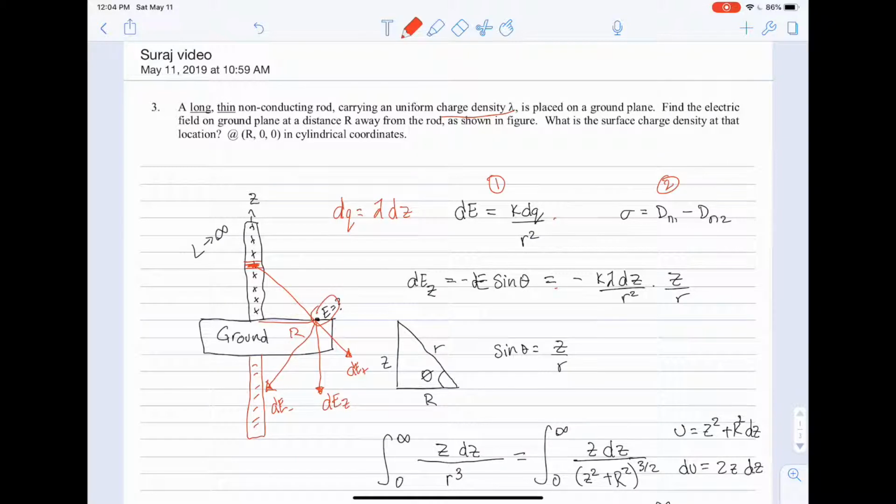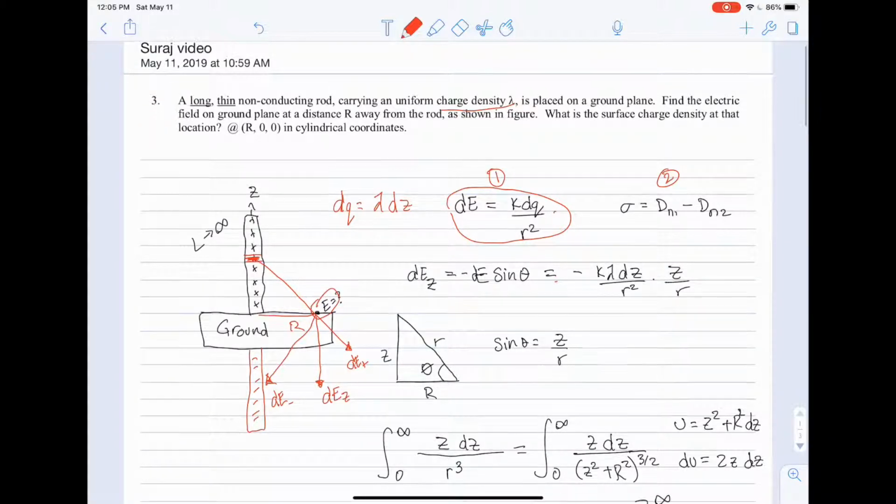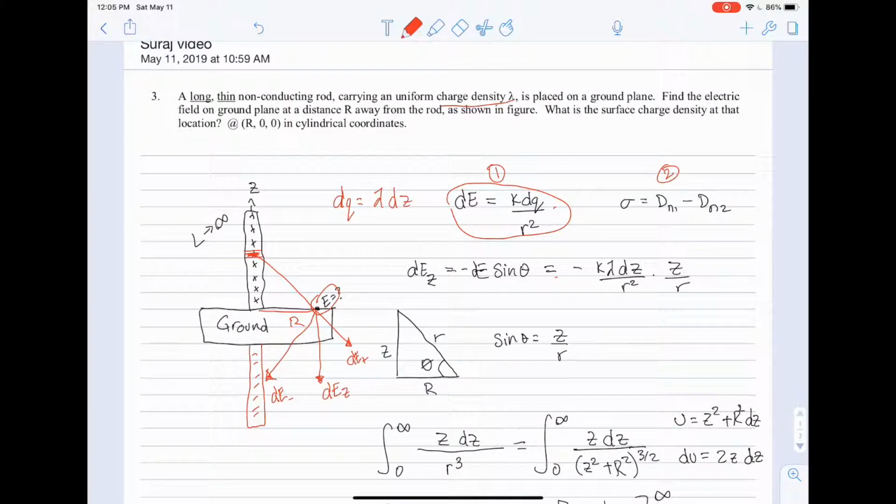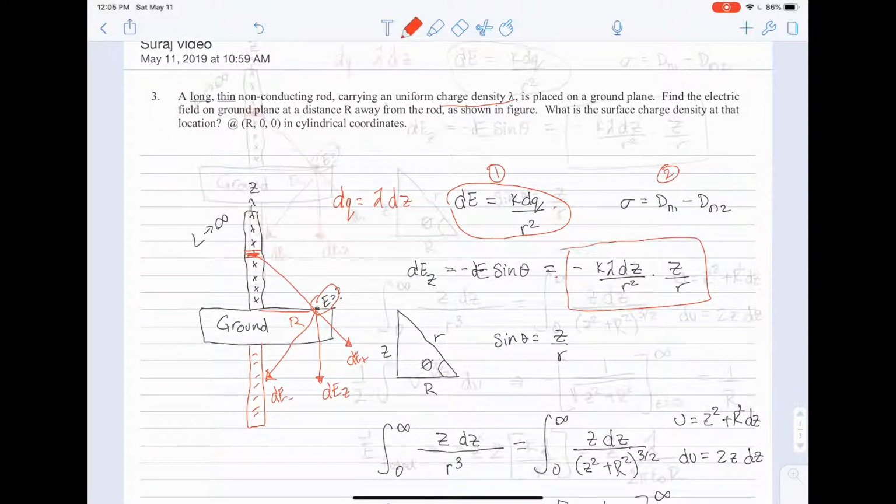Since we know our dq now, we will write another equation, which is going to be dEz, since that's the direction we have to find our electric field. The equation will be, since it's in the negative z direction, negative dE, which is the equation above right here, and sine theta. The reason I got sine theta is because if I draw a right triangle, the angle sine theta will give me the z part of it, which is exactly what I need. From there, I subbed everything in, and this is the equation I got.